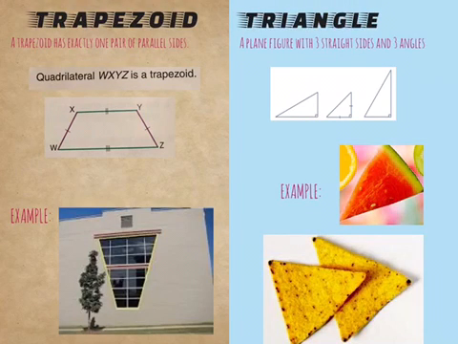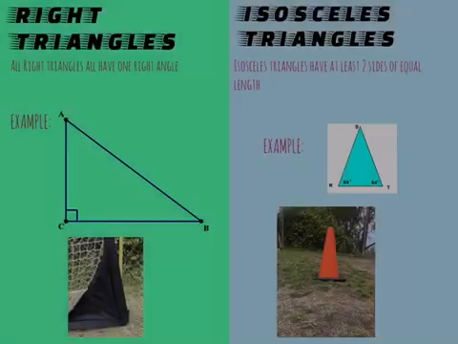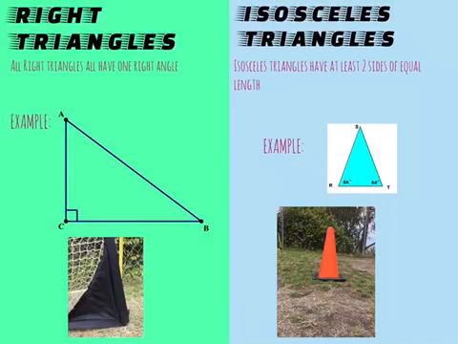Trapezoid. A trapezoid has exactly one pair of parallel sides. Triangle. A figure with three straight sides and three angles. Right triangles. All right triangles have one right angle.